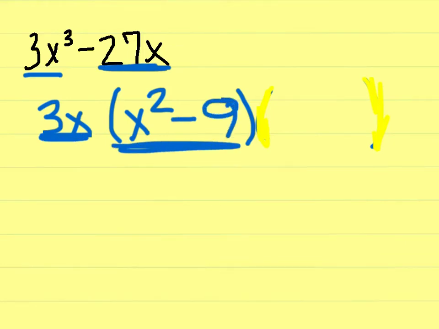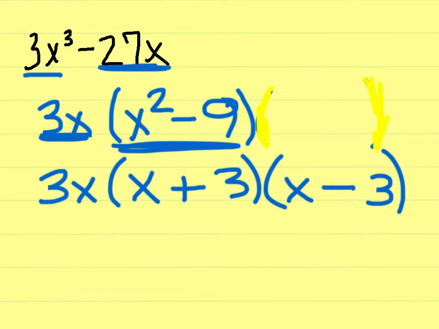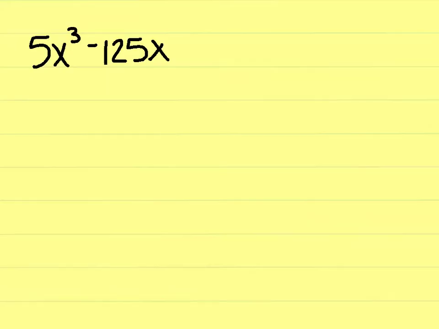So this is a difference of two squares now. So keep your 3x, and now you need two sets of parentheses. You'll have an x and a 3 in each one. Alternate plus and minus. This should be familiar. It looks similar to a homework problem.